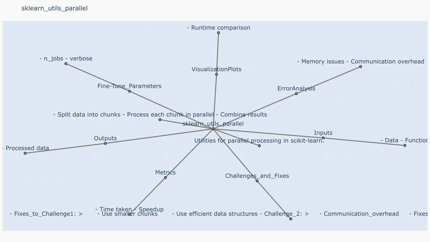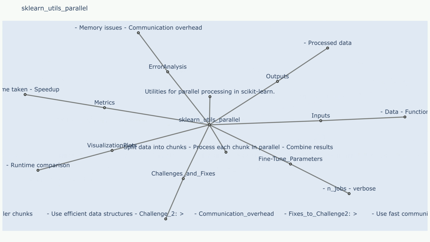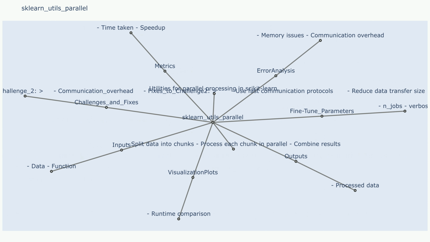Inputs: n_jobs. This parameter controls the level of parallelism. It specifies the number of jobs to run in parallel. If set to -1, it uses all available processors. If set to 1, it runs sequentially.